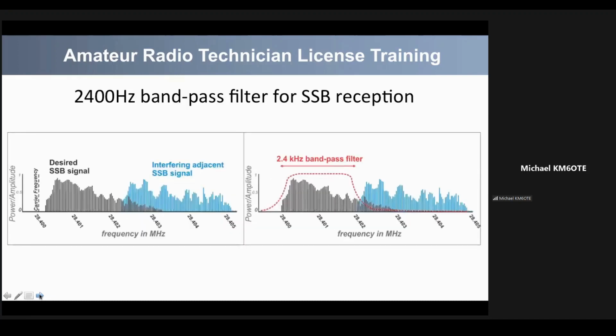So this is a good example: if you're listening to a single sideband signal here, and there's somebody else very close also doing single sideband, and this happens all the time if you're on HF, you've got two signals. Maybe this guy over here doesn't know that you're trying to communicate over here. By using a bandpass filter, you can narrow the filter, which means all you will receive is this, and it eliminates the adjacent interfering signal. So that's a 2400 hertz bandpass filter for single sideband.